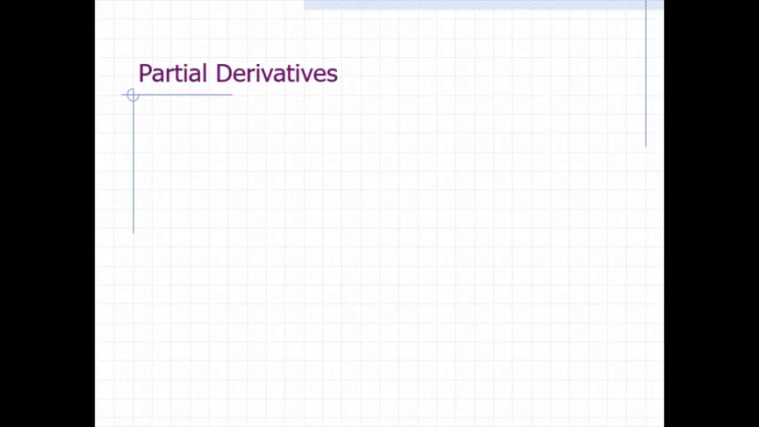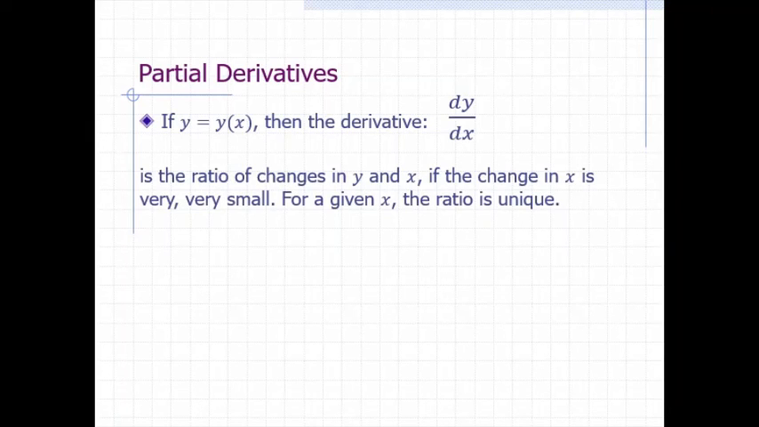A derivative describes how a very small change in one variable affects another. For example, if y is a function of x, then the derivative of y with respect to x, which is written as dy over dx, is the ratio of the changes in y and x if the change in x is very, very small. A very small change in x is represented by dx, and the corresponding change in y is represented by dy. For a given x value, this ratio is unique.